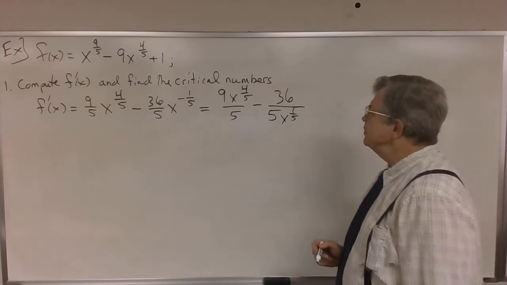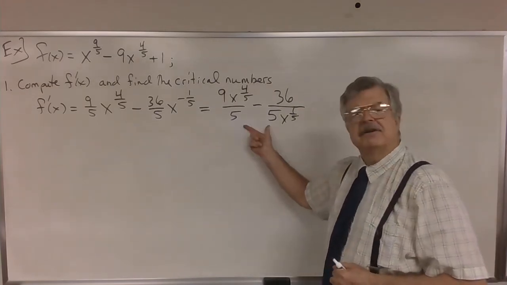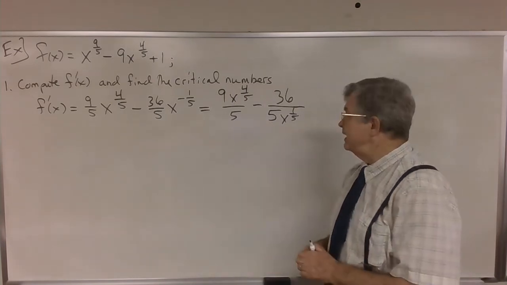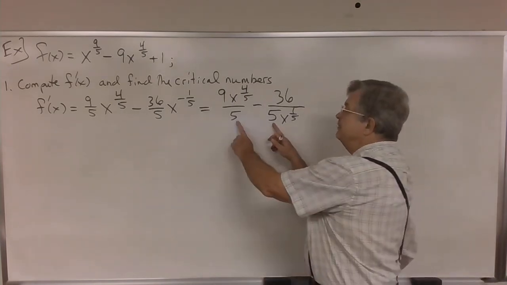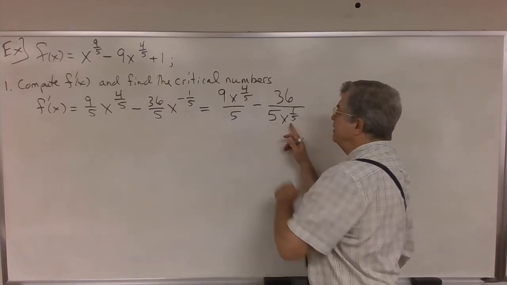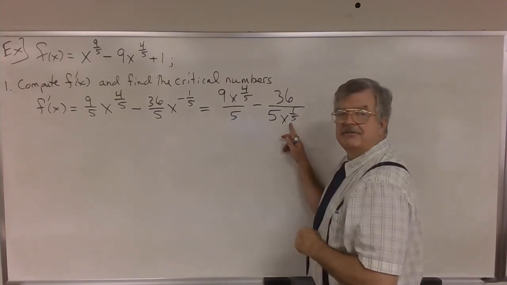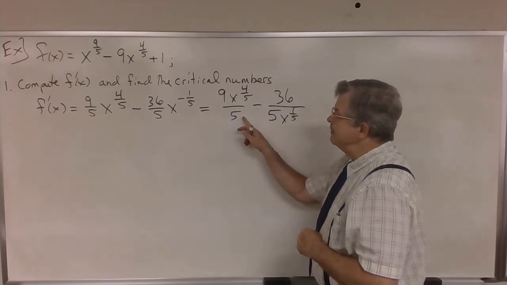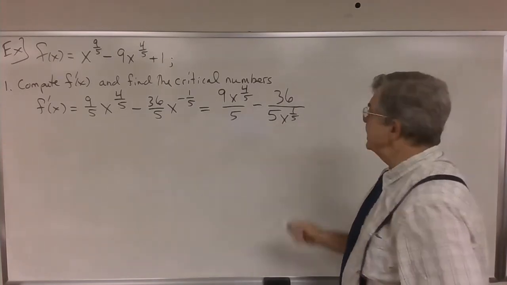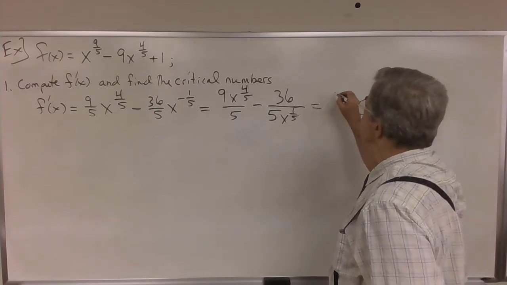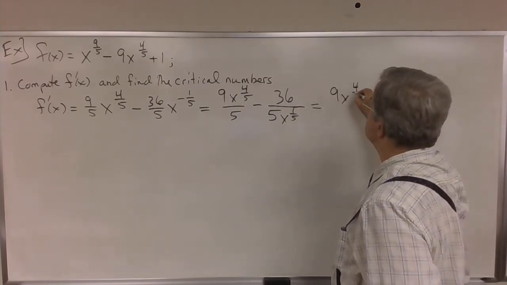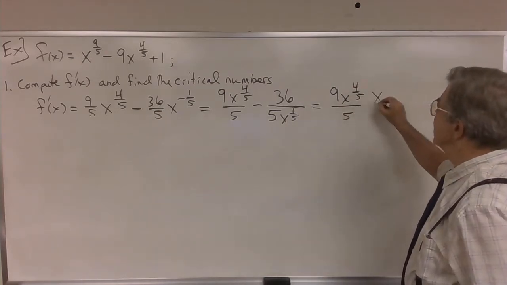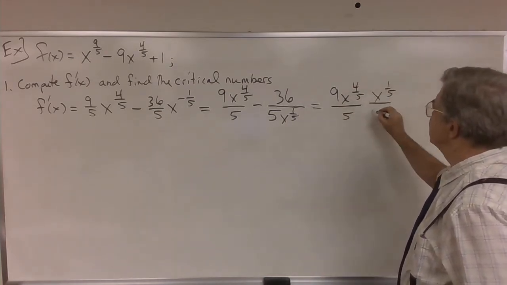Okay, looks good. I'd like to combine these two terms into one term. I need a common denominator. Both denominators have a factor of 5. This one also has a factor of x to the 1/5. So I need to give this term a factor of x to the 1/5 in the denominator. And I do that by multiplying top and bottom by x to the 1/5.